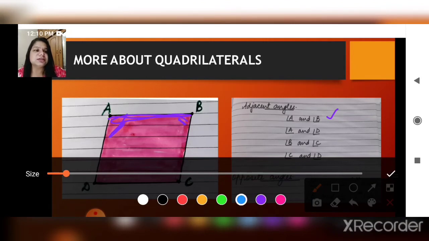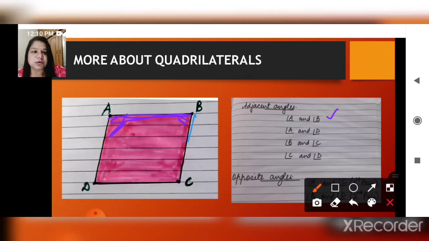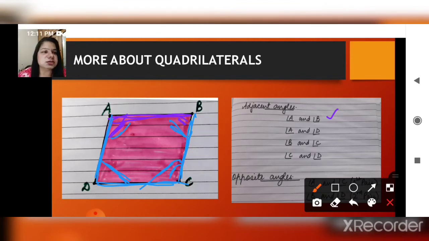Now to check the next pair of adjacent angles, if I talk about the side BC, what are the two angles on side BC? Angle B and angle C. So angle B is adjacent to angle C. Okay, then if I talk about the side DC, what are the two angles on side CD? C and D. So these are two neighboring angles. Adjacent means they are neighboring angles. So C and D are two adjacent angles, and the last side is side AD. So angle A and angle D are also adjacent to each other.